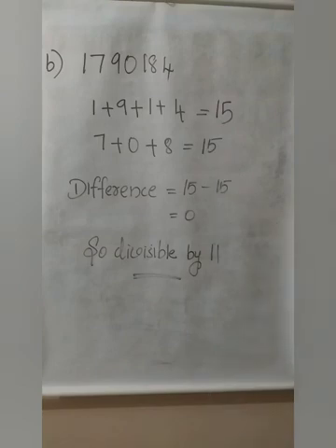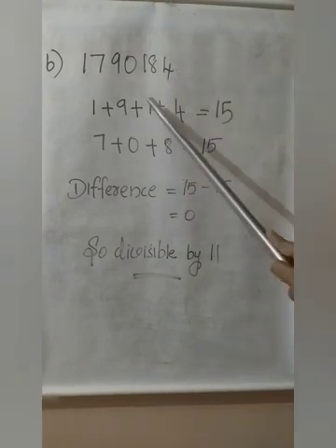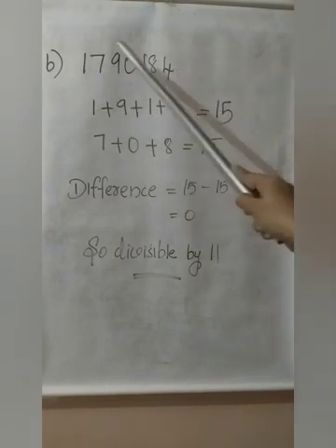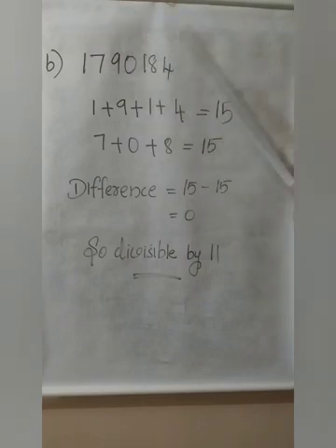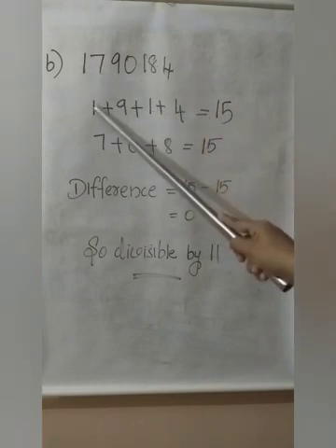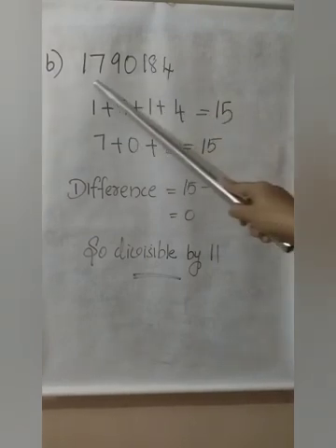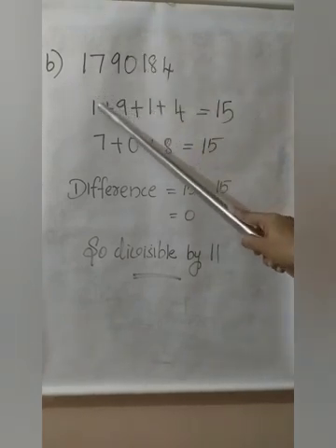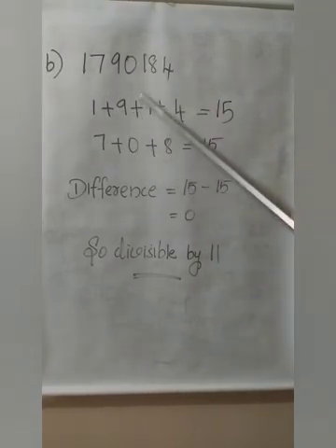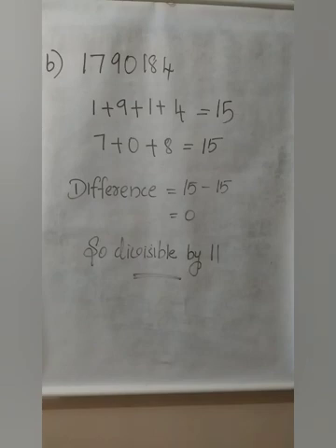17,90,184. First write the alternate digits. I wrote 1, 9, 1, 4. So 1, 9, 1, 4. Then the left out 7, 0, 8. If you are not marking, there is another technique. We wrote the digits in two different orders, right? So just check whether our given number, first 1, then 7, so 1, 7, 9, 0, 1, 8, 4, is in the order of our given number. Our order is correct. That means we have taken the digits alternately.